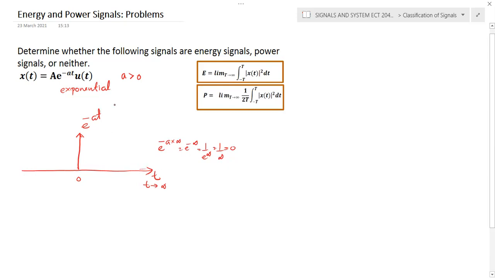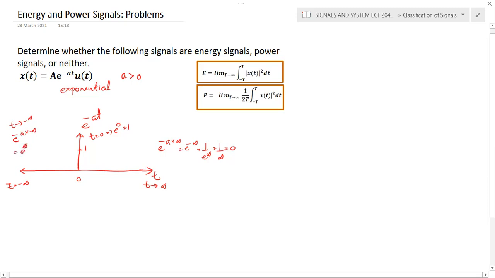When t is equal to 0, this becomes e raised to 0, which is equal to 1. So at t equal to 0, the function magnitude is 1. And towards the left side, when t is tending to minus infinity, this equation becomes e raised to minus a into minus infinity, which becomes e raised to infinity, which is infinity. That means at t equal to minus infinity, the signal magnitude is infinity. And when it reaches t equal to 0, the function magnitude is 1.